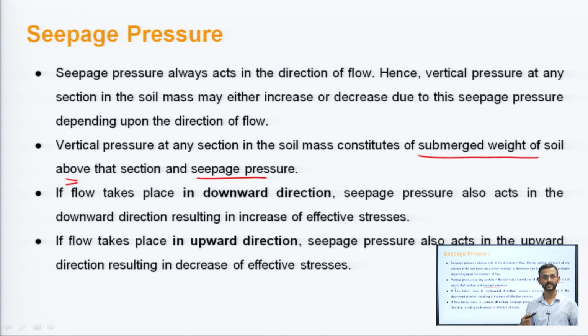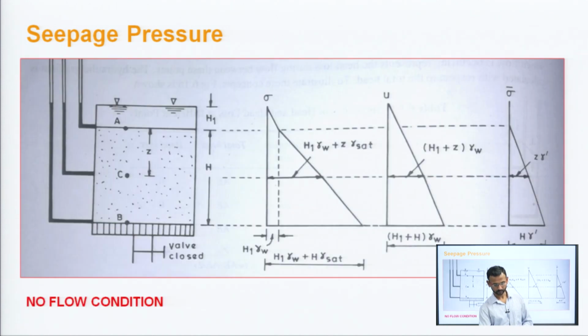If the flow takes place in downward direction, seepage pressure also acts in the downward direction, which results in increase of effective stress. Okay, we will be seeing how increase of effective stress is taking place. If the flow takes place in upward direction, then there is decrease of effective stress. The effective stress decreases, and this is one condition which we will be discussing when we discuss the quicksand portion.